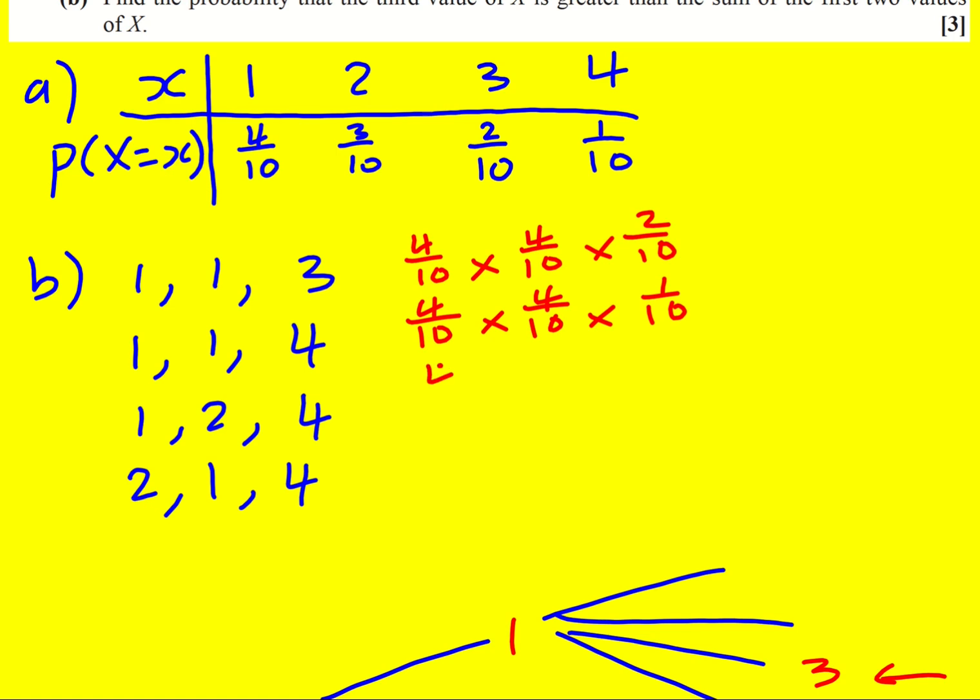And then it changes up a bit. It's 4 over 10 times 3 over 10 times 1 over 10. And this is actually exactly the same. It's just I have to swap these two around, but I will actually get the same answer.